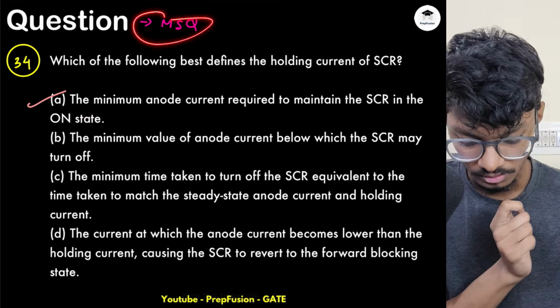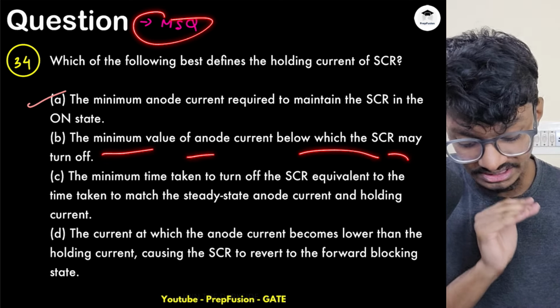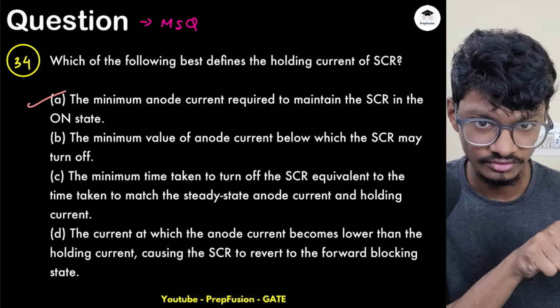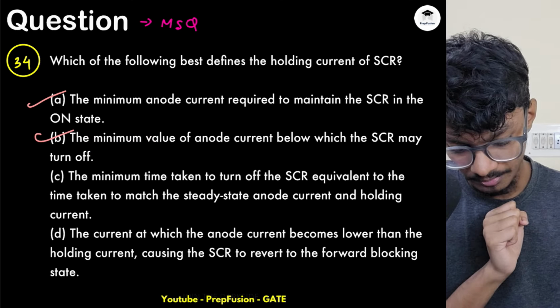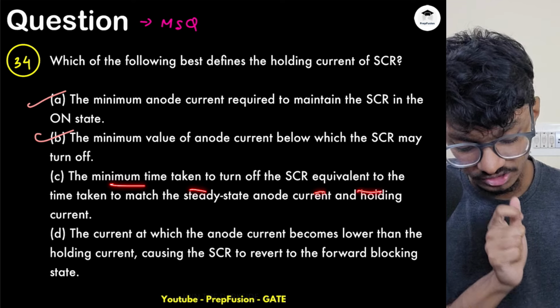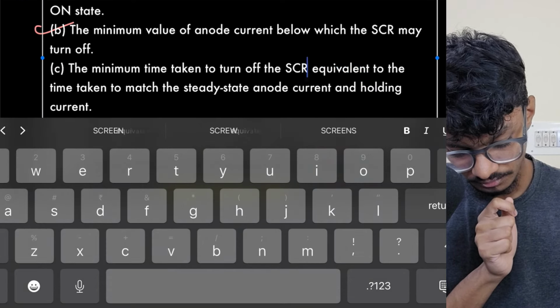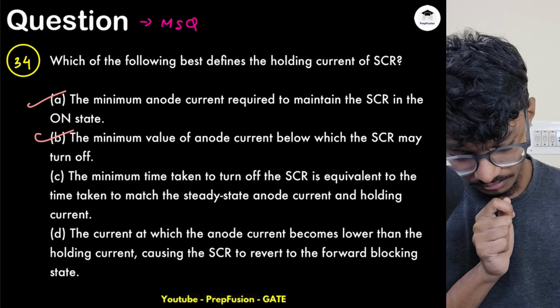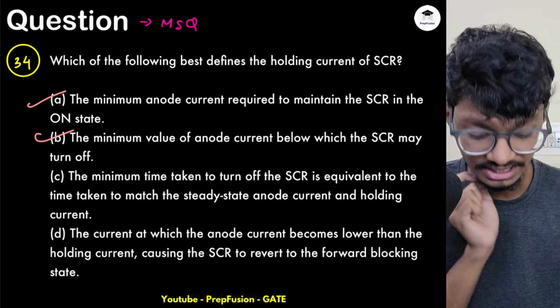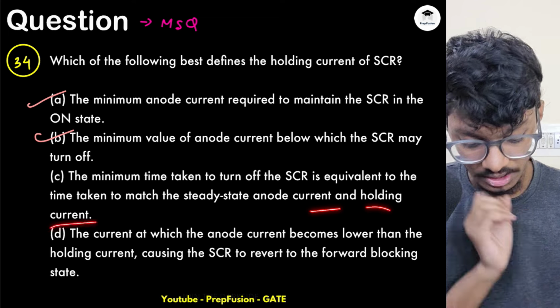This is an MSQ. The minimum value of anode current below which the SCR may turn off. The SCR will turn off if it is already on. Okay, so this is also correct. The minimum time taken to turn off the SCR is equivalent to the time taken to match the steady state anode current and holding current.